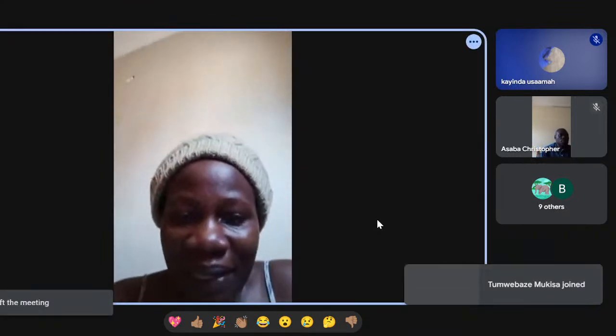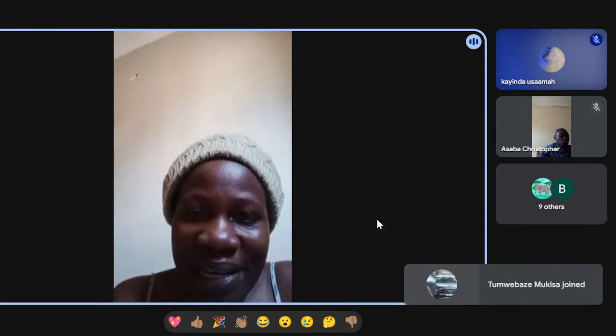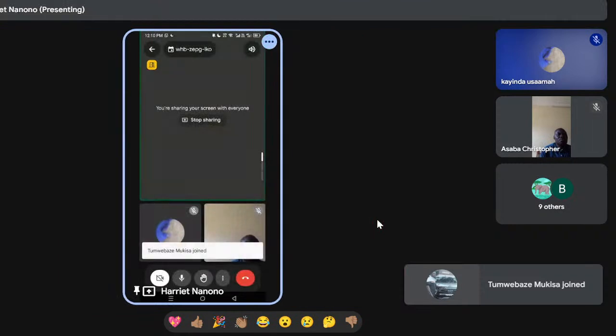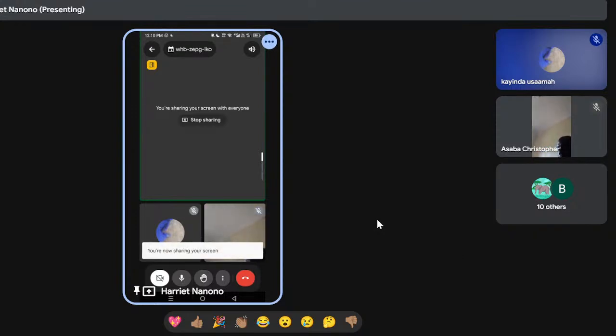Okay. Allow me to share my screen and then we continue. First and foremost, what is delisting? We need to understand what delisting is. Delisting is just as simple.